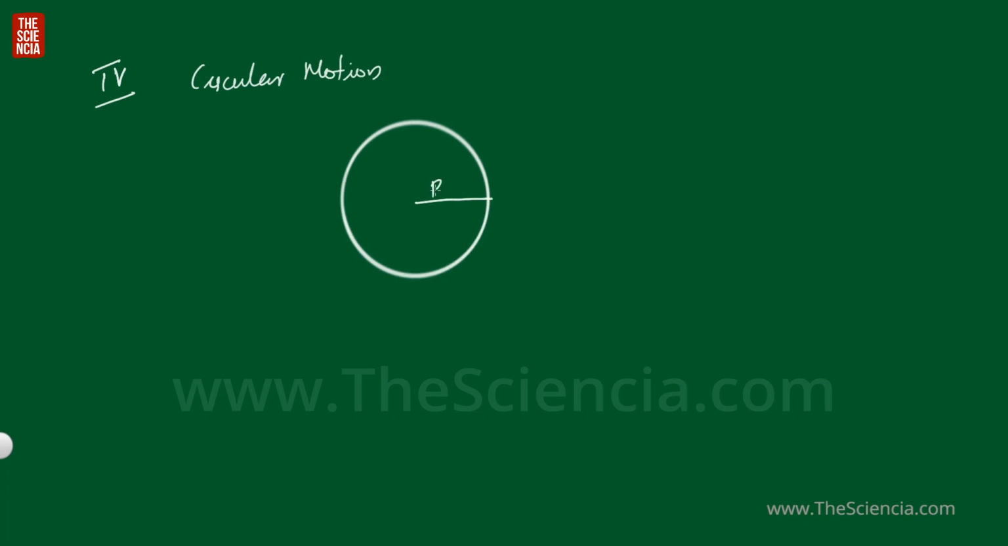The fourth prerequisite: you should be familiar with circular motion. Suppose there is a ring of radius r, rotating with an angular velocity omega. Now I am considering a point at this location. Then what will be the velocity of this point? That is the linear velocity, and that linear velocity v will be equal to r omega.